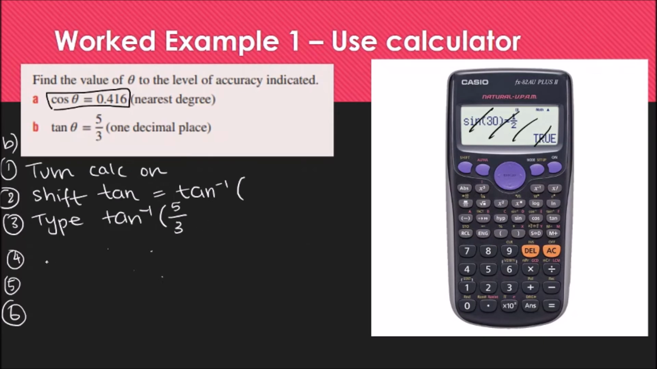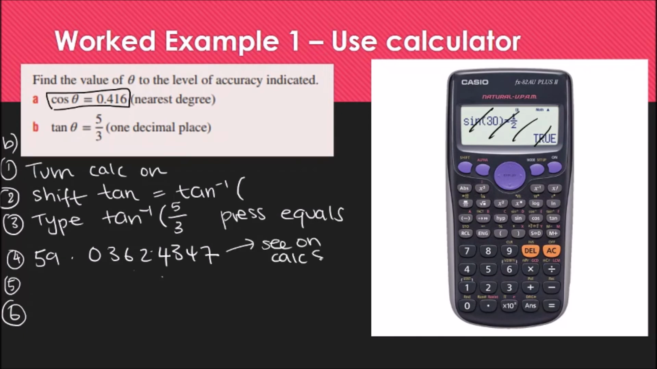And then after that, you press enter or equals. Press equals. I forgot to say that before. You must press equals. And it will give you 59.03624347. All right, that's all I see on the calculator on my screen.